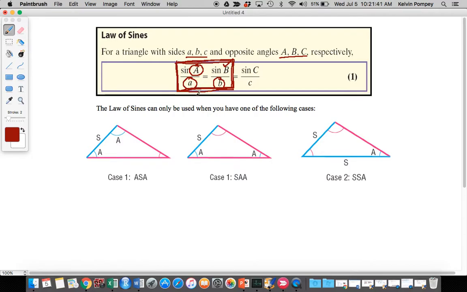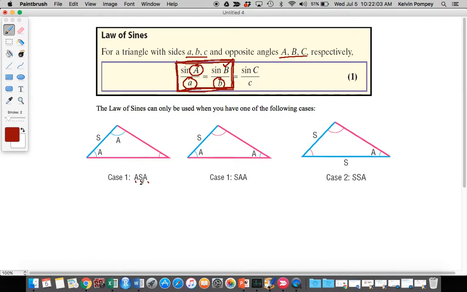And so there are some special cases that the law of sines is only going to work for. And these are the cases here. Case one is sort of two scenarios. We have this ASA, which means angle, side, angle. And notice here the side is in between the two angles, as I can see in this picture here.